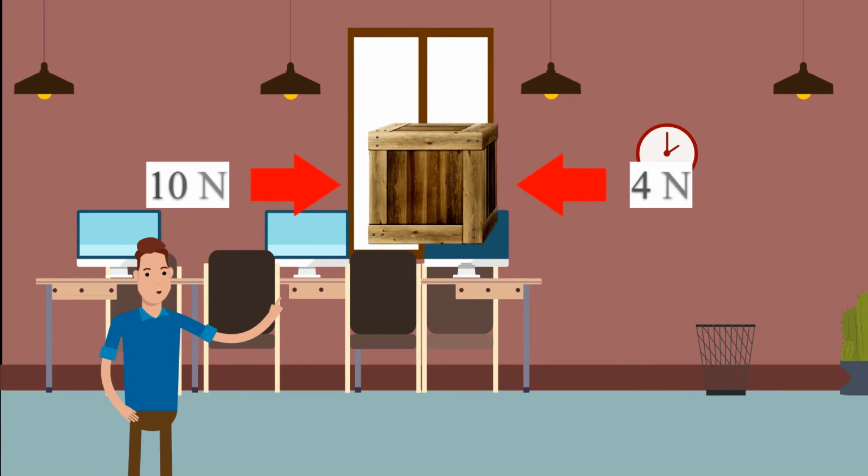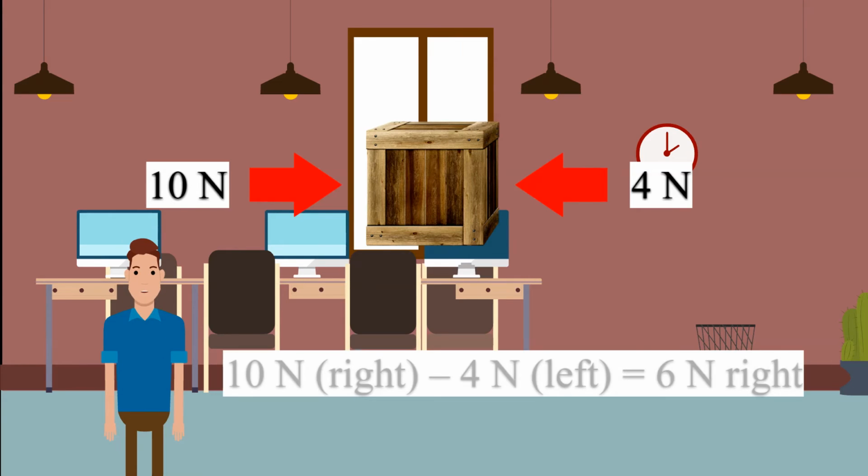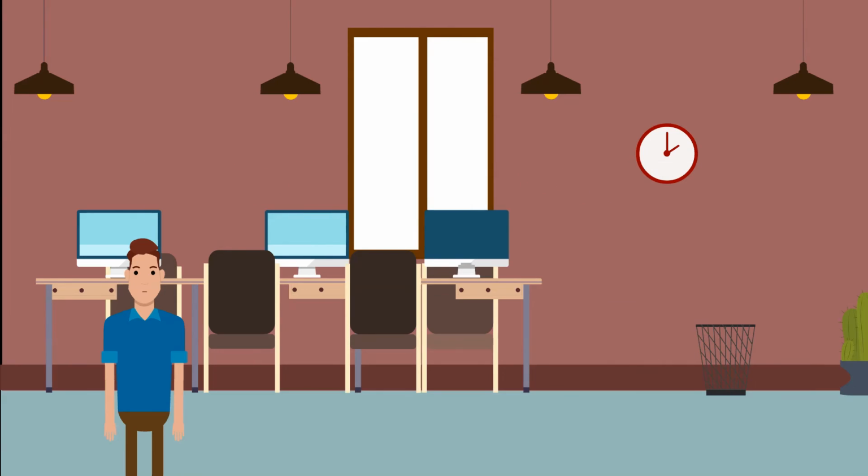When multiple forces act on an object, we calculate the resultant force, the vector sum of all forces. For example, if a box gets pushed with 10 newtons from the right, and 4 newtons from the left, the resultant force is 6 newtons from the right. If forces are balanced, the object stays still or moves steadily. If unbalanced, it accelerates.